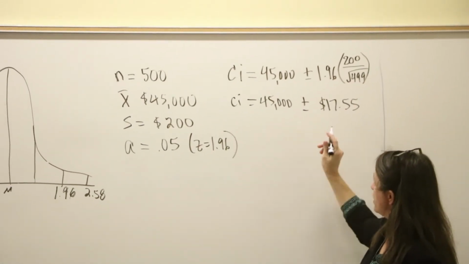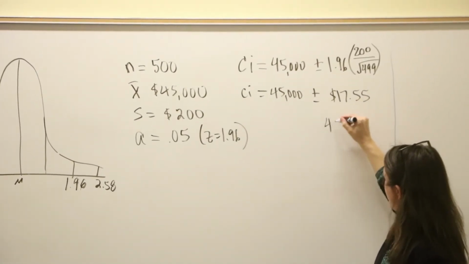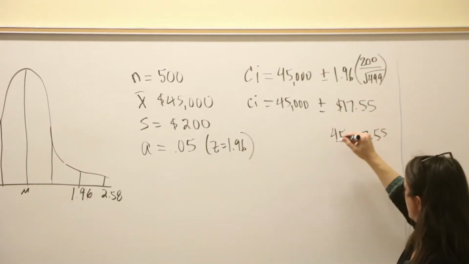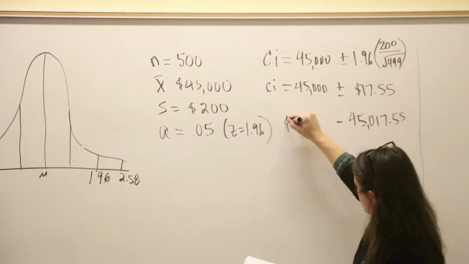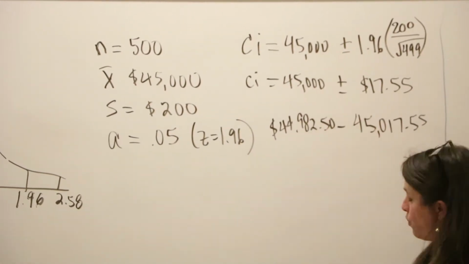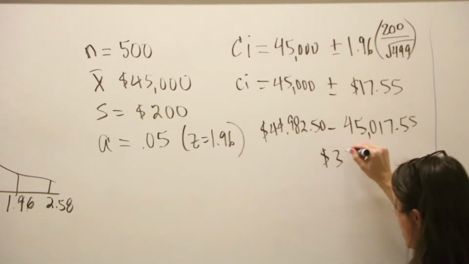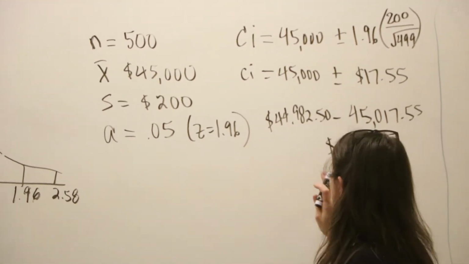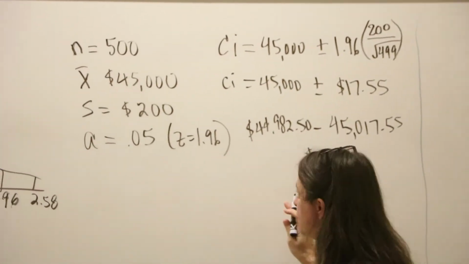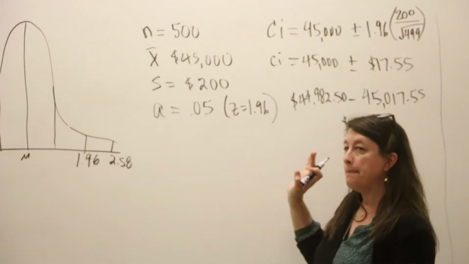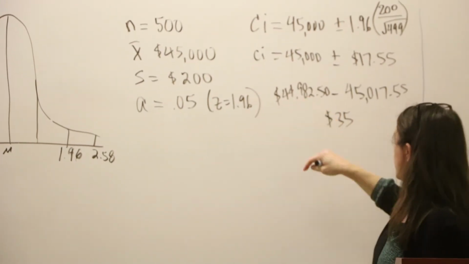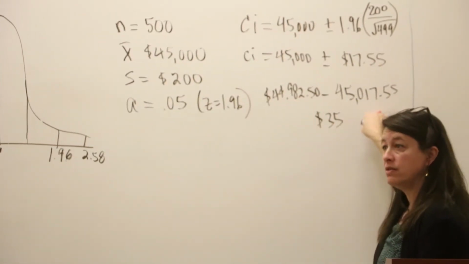So we do all that math, you end up with $17.55, which when you create an interval, so you add that, you would obviously get $45,000 and $17.55. And on the other end, you would get $44,982.50. What this gives us is a range of only $35. That's our confidence interval. So what we're saying here is we can be 95% confident that the true mean income in the population is somewhere between $44,982 and $45,017. This is what this is telling us.